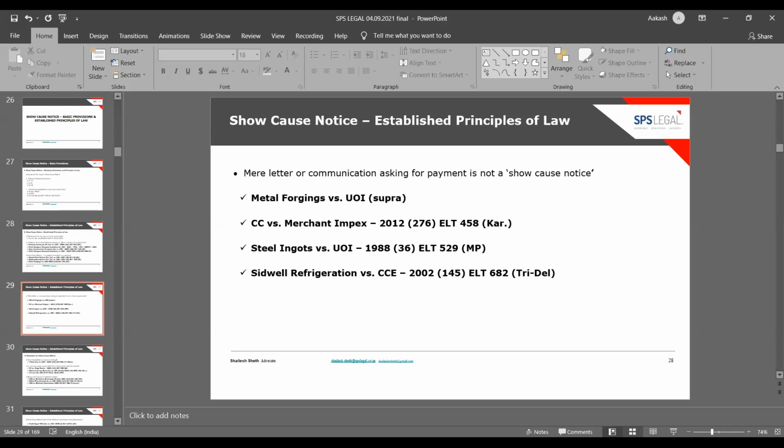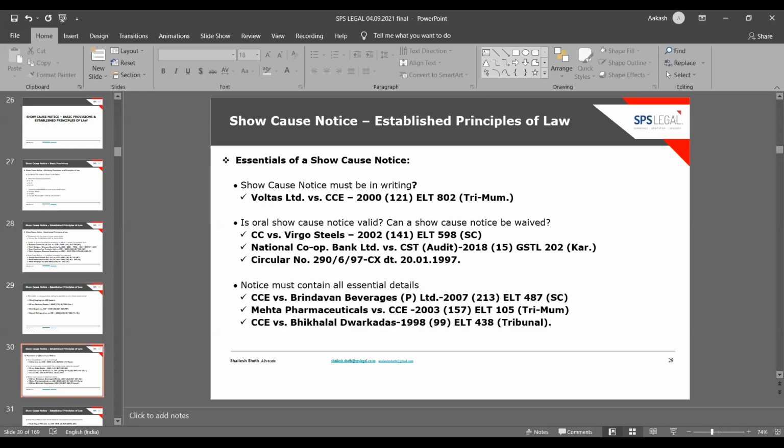And therefore, it is not a notice. And these are the judgments on which this particular law has been laid down very well. Whether the show cause notice should be in writing, there are certain fundamental essentials of the show cause notice. Let us shortly deal with it.